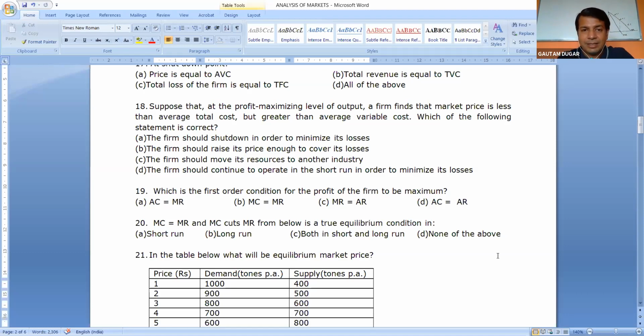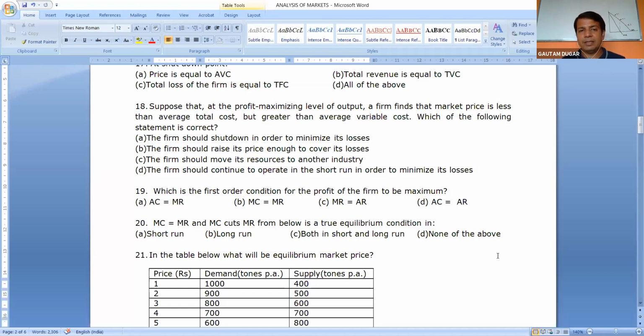So for 18, option A is not possible because A says shut down. B, the firm should raise its price, not possible. C, not possible. Answer is D. That is correct option coming up.